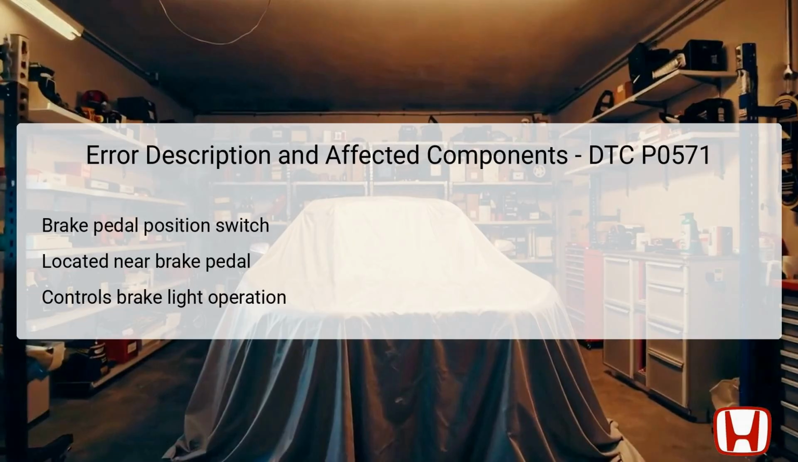The main component affected by DTC P0571 is the brake pedal position switch. This switch is located directly adjacent to the brake pedal within the vehicle's footwell area. Its primary role is to relay the status of the brake pedal, whether it is pressed or released, to various vehicle systems. This information is crucial for activating the brake lights, which must illuminate whenever the brake pedal is engaged.